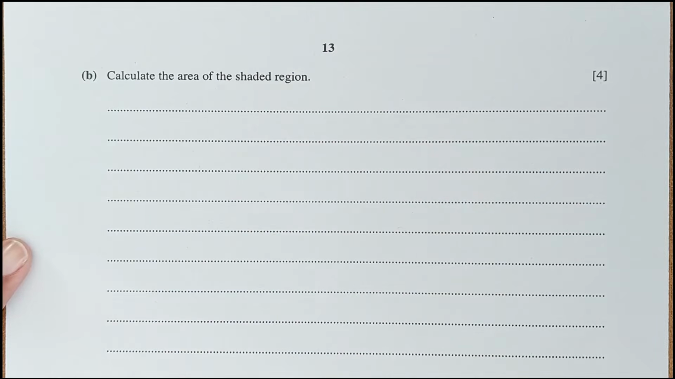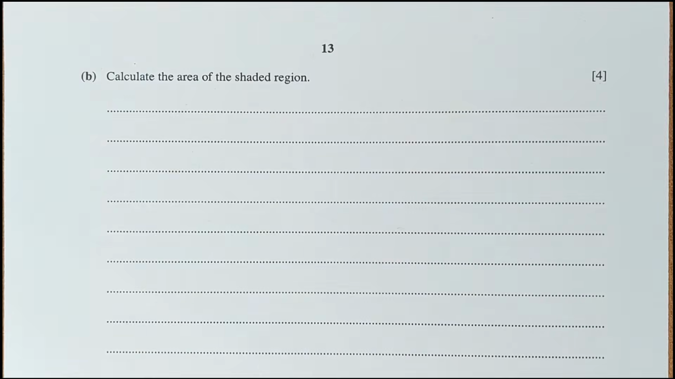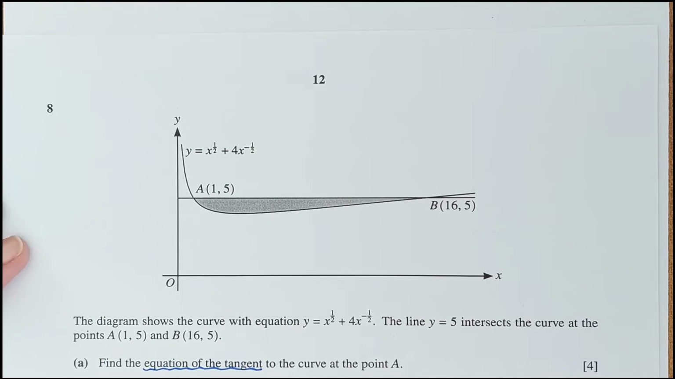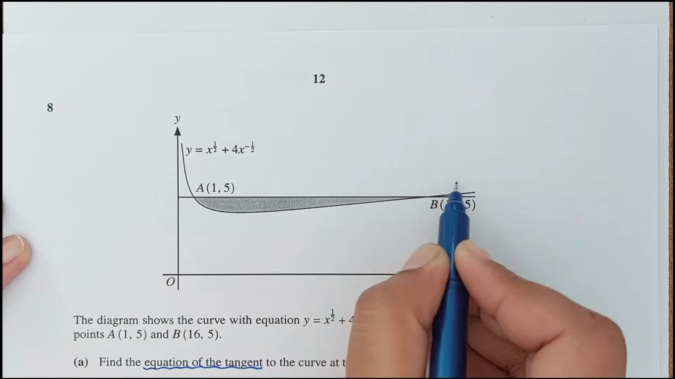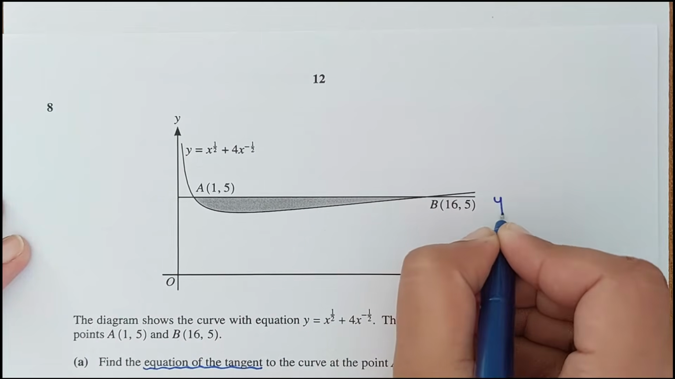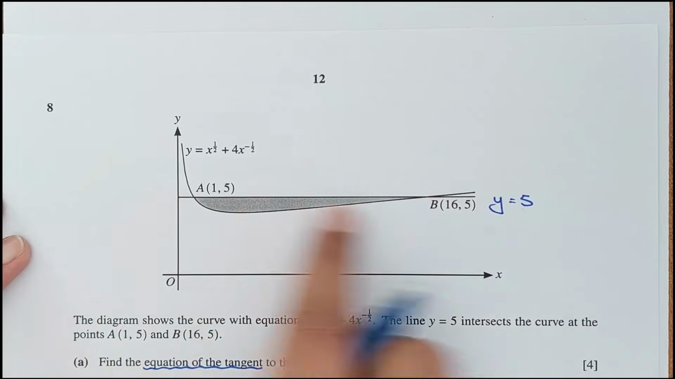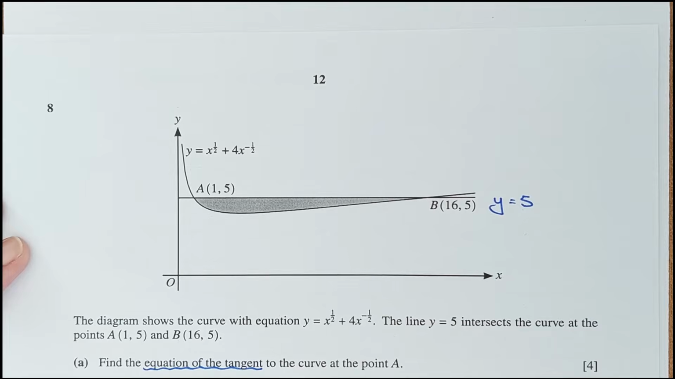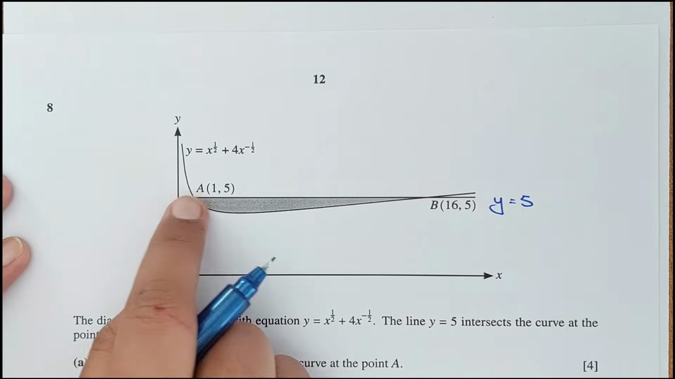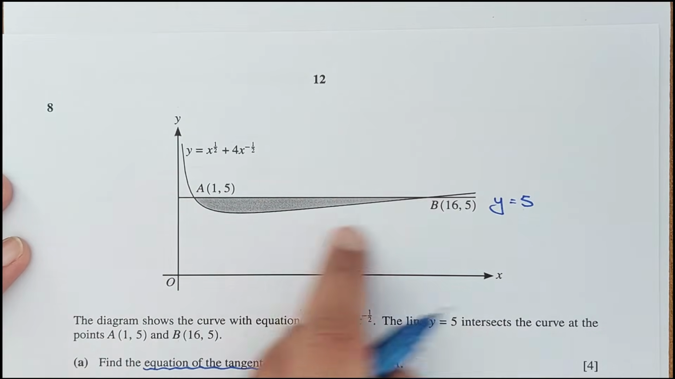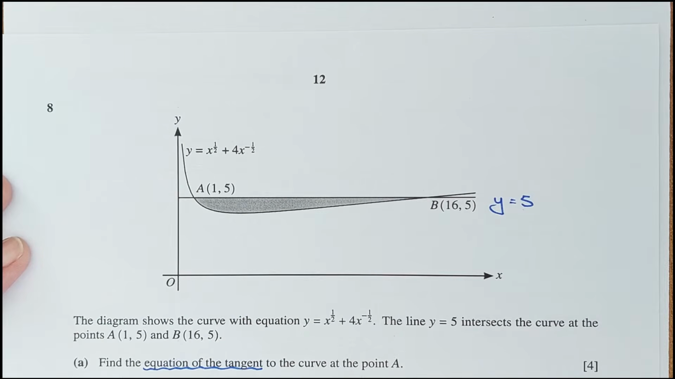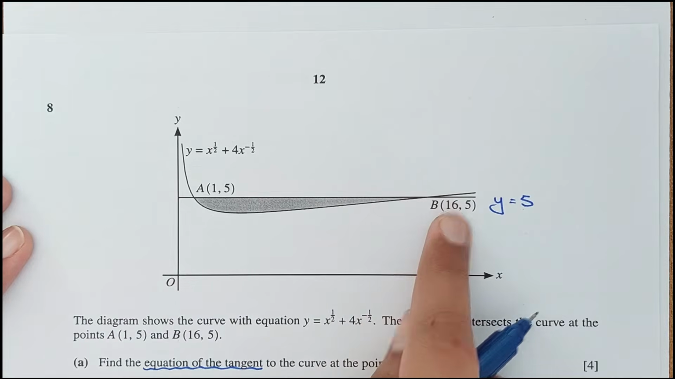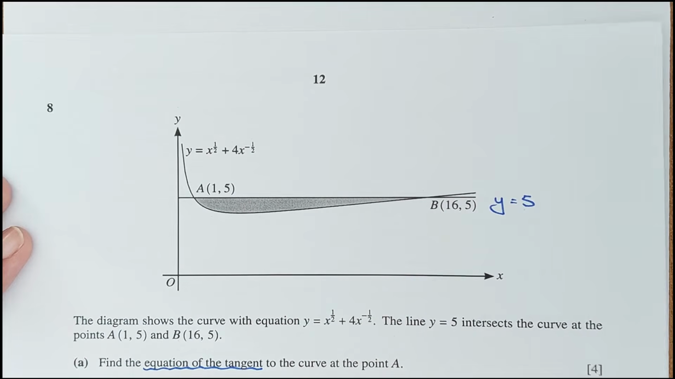Now for part B, calculate the area of the shaded region. Look at this shaded region. The shaded region is between the curve and the line y equals 5 between the points A and B. So x coordinates are 1 to 16, right? So basically we have to integrate, since the line is at the top and the curve is at the bottom in the shaded area. So we have to find the area under the line minus the area under the curve.